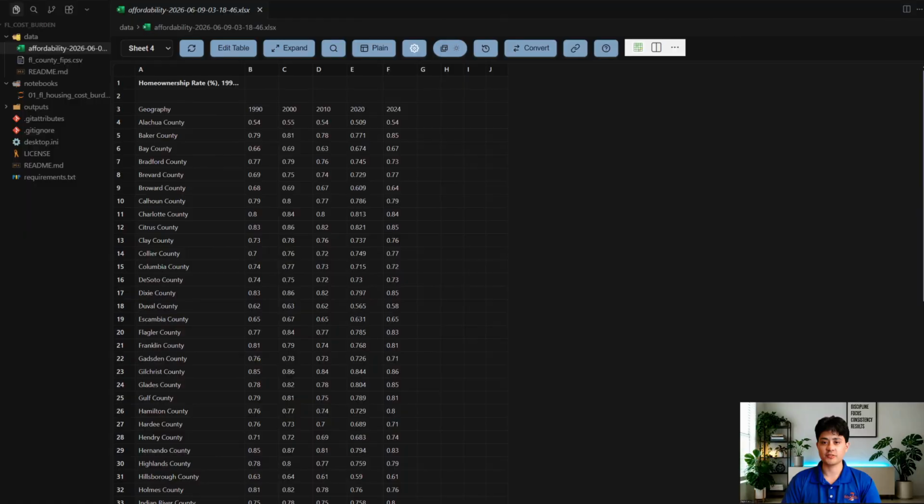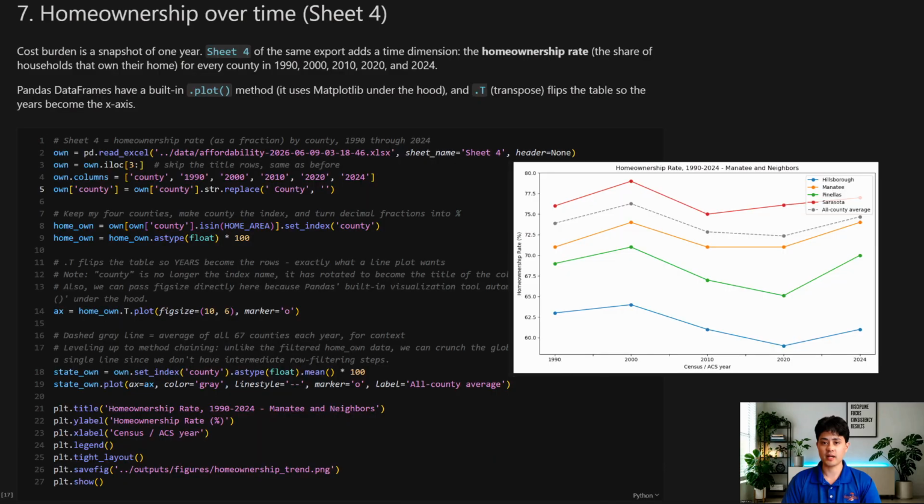Finally, moving to cell 17, we pull in historical data from sheet 4 to see if this renter squeeze matches a drop in home ownership. By applying the .T transpose operator to pivot our years onto the x-axis, the resulting line plot reveals remarkably stable home ownership rates over the past 35 years. This confirms our core analytical conclusion. This structural housing crisis isn't driven by a massive inventory shift in who owns a home, but rather a localized price crisis targeting renters and owners.